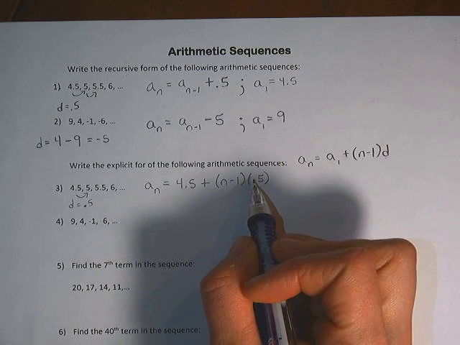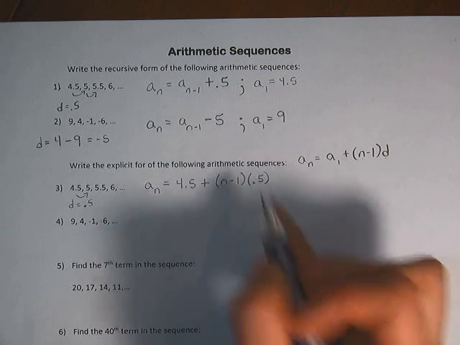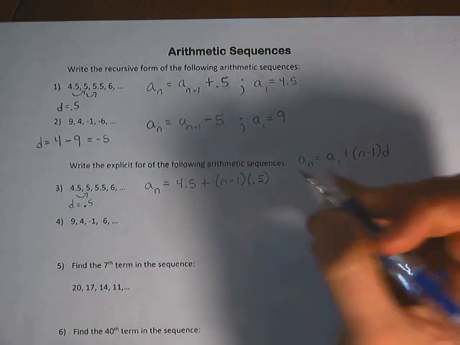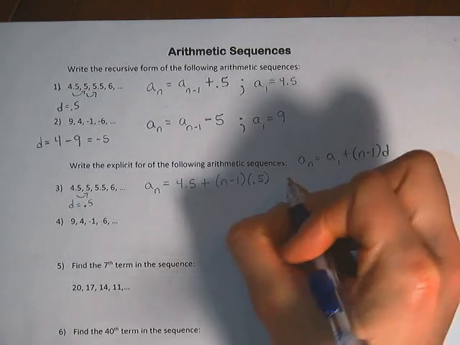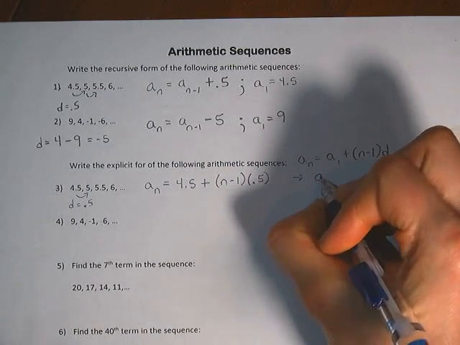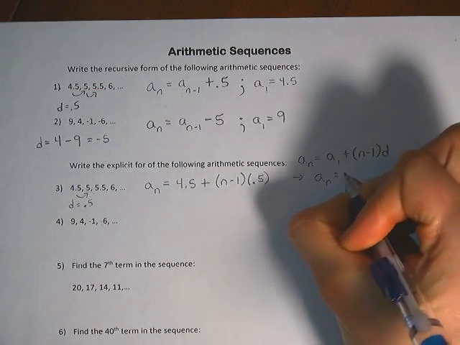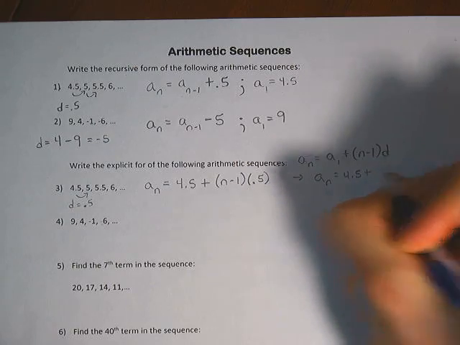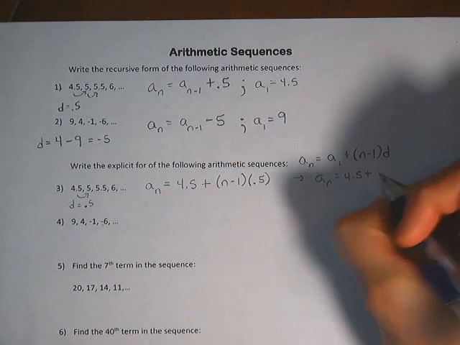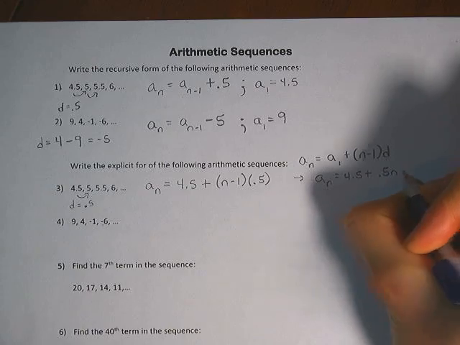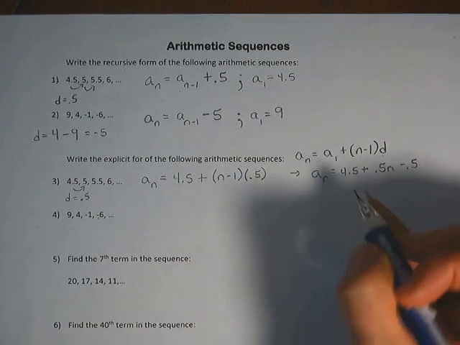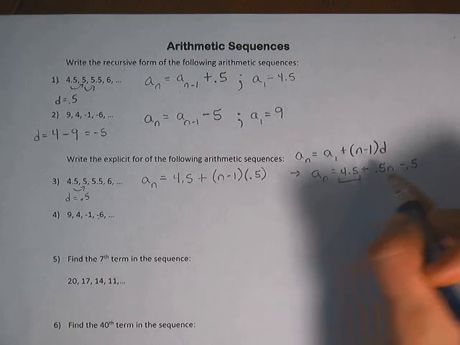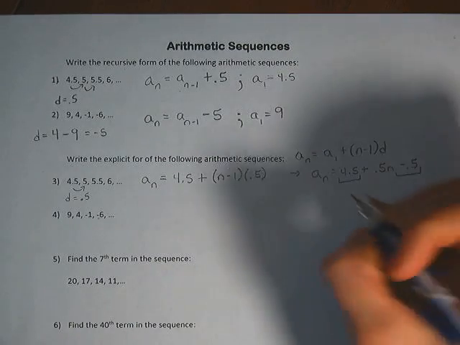So what I'd have to do to simplify it is distribute that 0.5, okay? And you only distribute it to what it's beside. So if I did that, I'm just going to copy it over here. We have 4.5 plus, if I distribute my 0.5, it would be 0.5n and then minus 0.5. Okay, and then this is a like term with this, so I'm going to combine them.